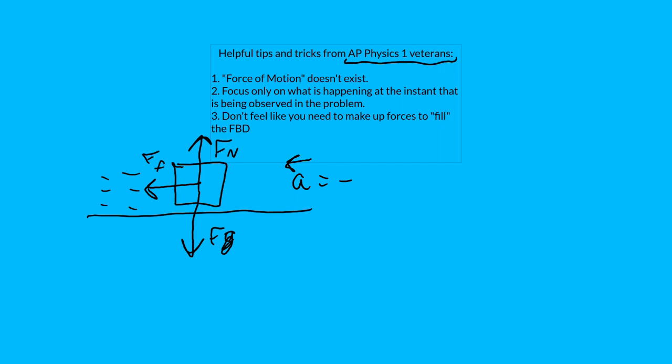The last rule as well, number 2, I guess it's not the last, but it's the last one I'm talking about. Focus only on what is happening at the instant that the object is being observed. So don't worry about what happened before this box. How it got moving does not matter. What happens after it comes to a stop does not matter. You're looking at what's happening in this situation right now. There could be a brick wall right here that this box is about to run into. It does not matter. We're looking at the instant before it hits the brick wall.